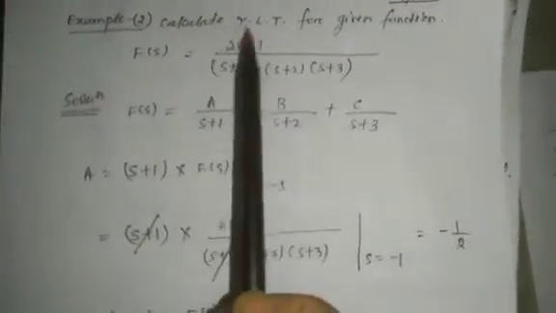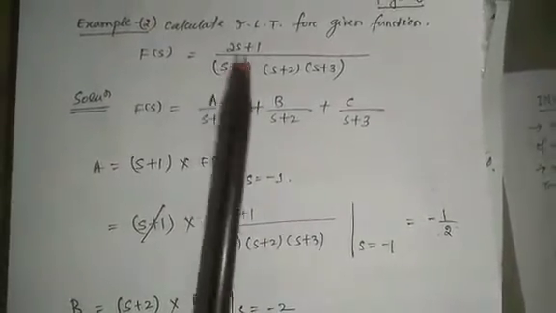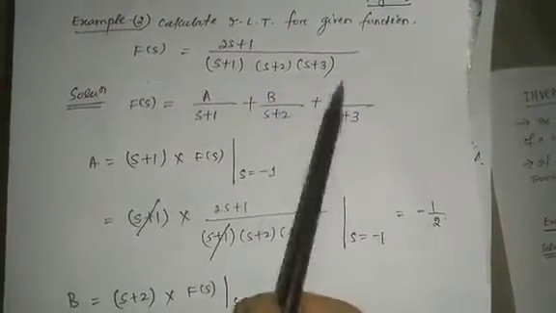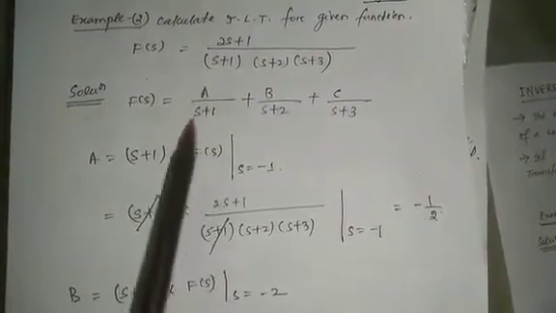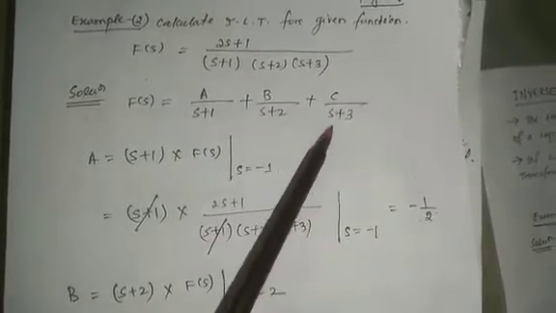Calculate the inverse Laplace transform for the given function 2s plus 1 divided by s plus 1 into s plus 2 into s plus 3. In the denominator three s terms are present. F of s is equal to a divided by s plus 1 plus b divided by s plus 2 plus c divided by s plus 3.